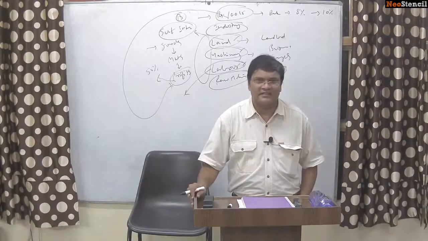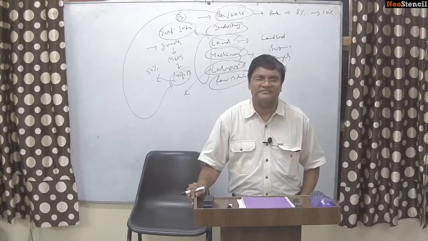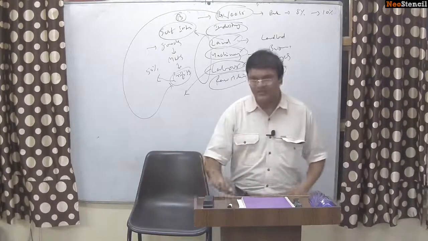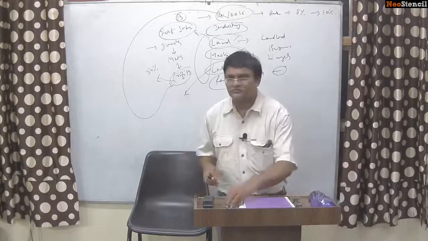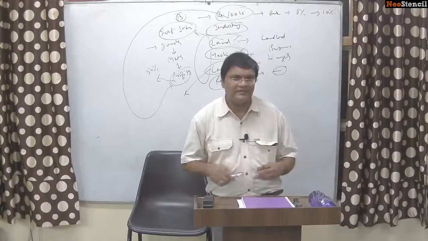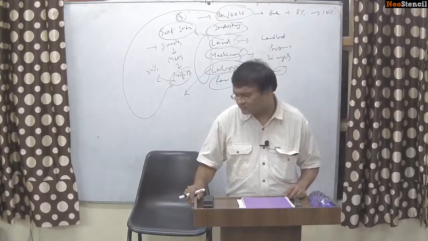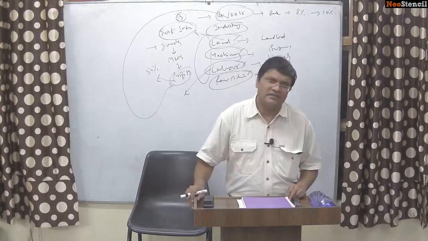Because there is no limit for self-interest. Why this philosophy is wrong is because there is no limit for self-interest. There is no limit. That's what we say.